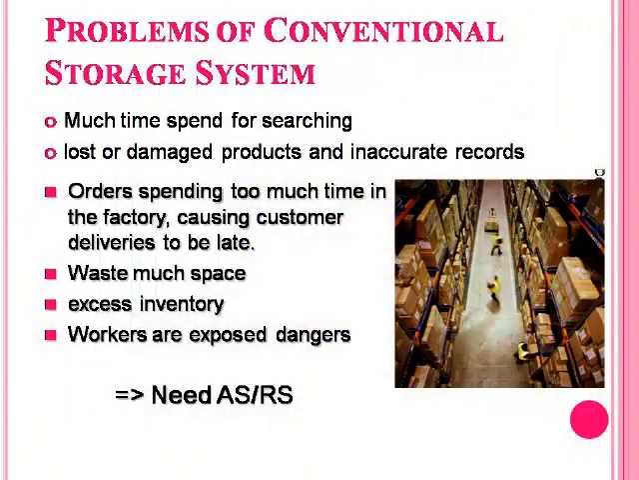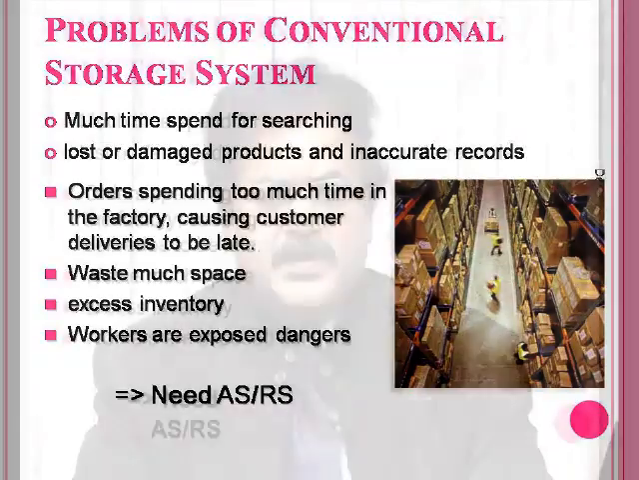There are certain problems associated with conventional storage systems. Much time is spent searching because we cannot remember the exact location where the material was deposited. Thus, we normally use a searching process to identify the material, and it is a skillful operation based upon the person who is going to locate it. Then there are lost or damaged products and inaccurate records. We cannot have the records of storage of the goods, and in this process certain goods cannot be retrieved in time, and the loss of timely retrieval indicates the loss of the goods, and sometimes the age of the goods also expires. Orders spend too much time in the factory, causing customer deliveries to be late.